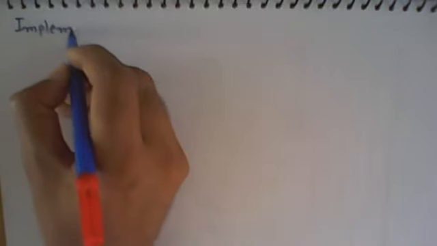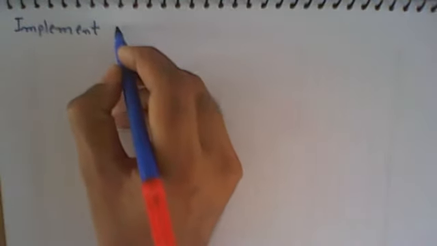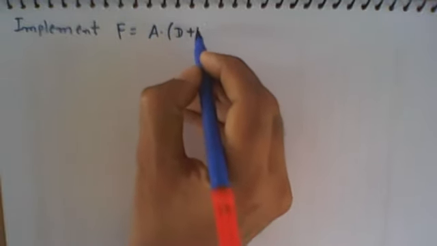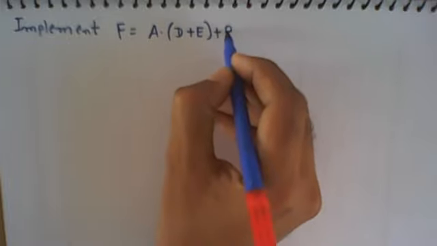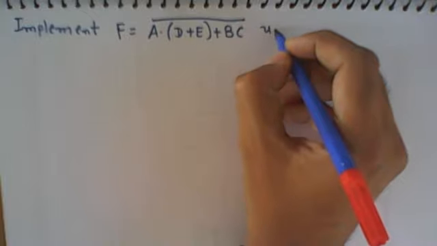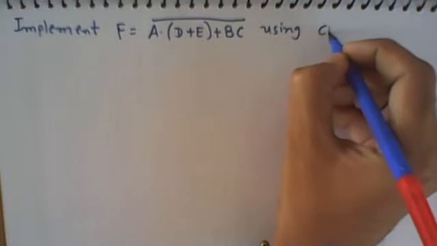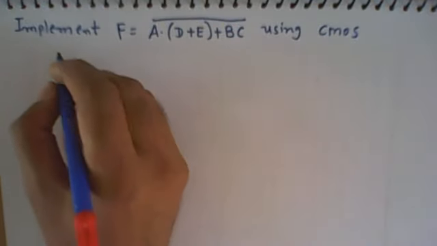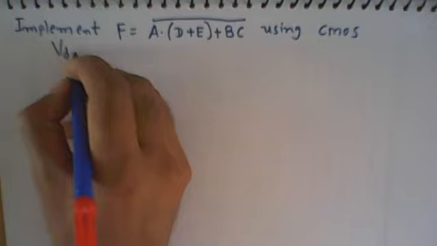Now let's implement the same function using the CMOS inverter. Let's implement F is equal to A into D plus E, plus BC, inverted, using CMOS. Now in a CMOS we know there are two networks.